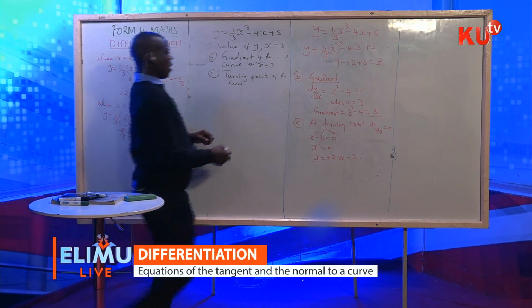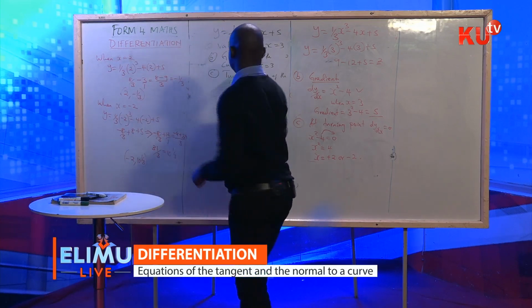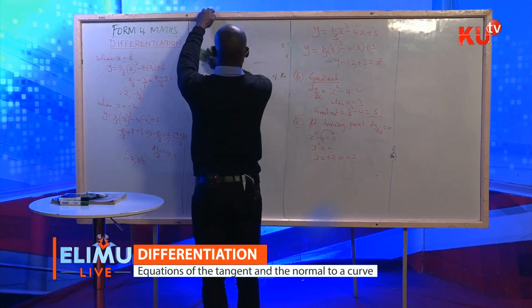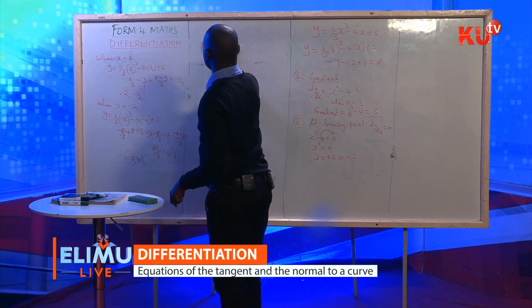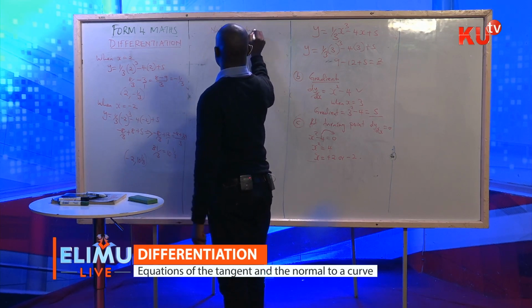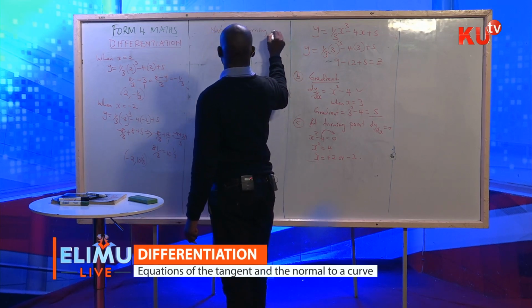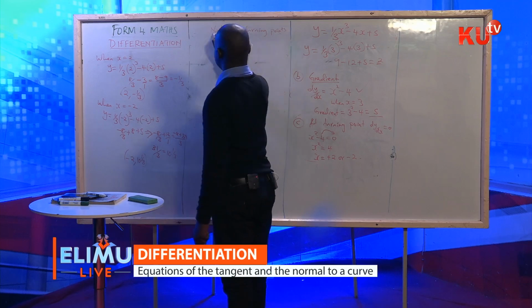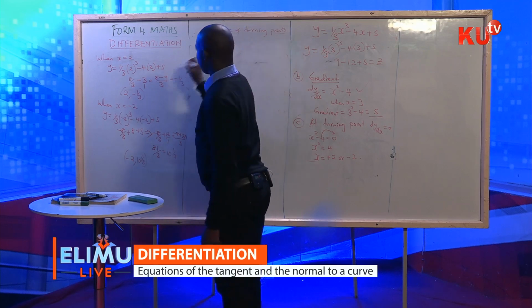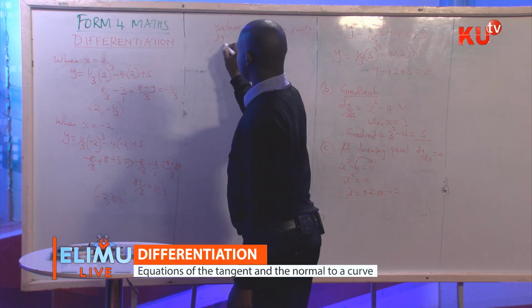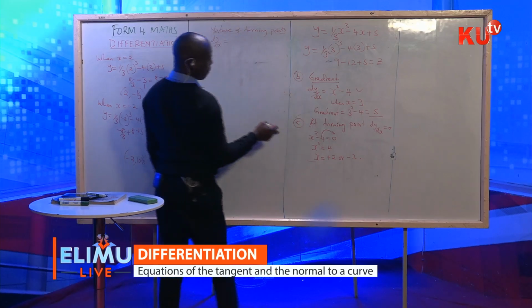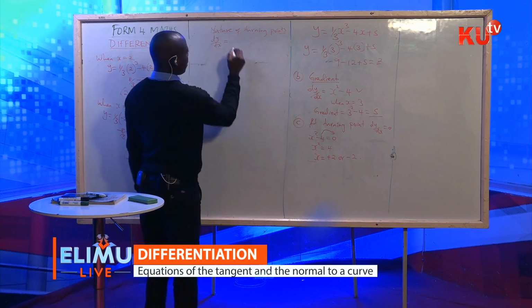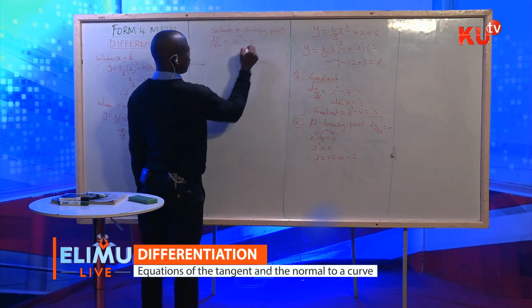And finally, we now get the nature. So how do you get the nature? Nature of turning points. We will take the derivative dy/dx, which we obtained as x squared minus 4.